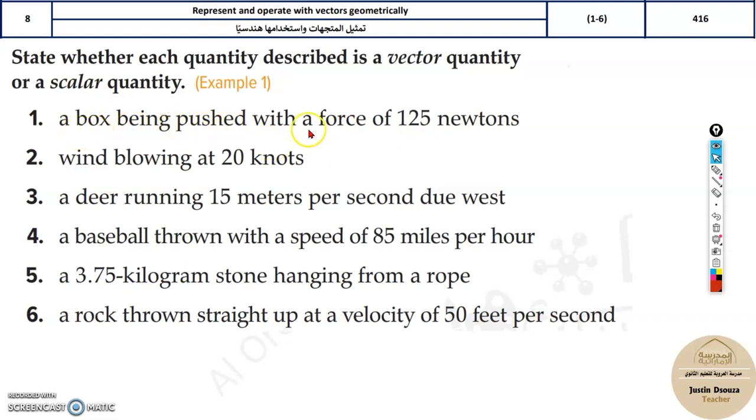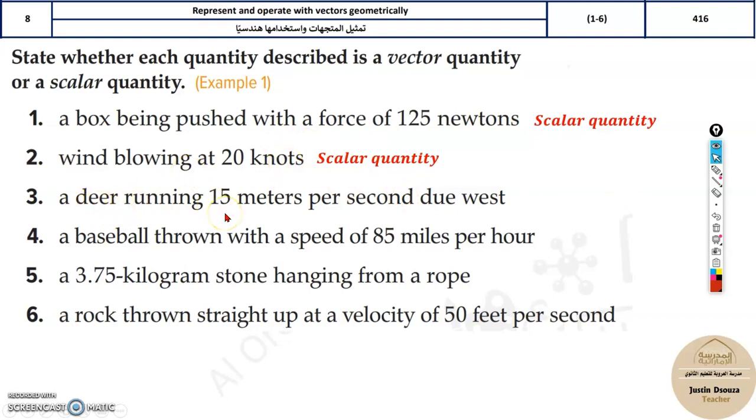A box being pushed with a force of 125 Newton. Now, say you're pushing a box with 125 newtons, but the direction is not mentioned, so this will be just a scalar. Whereas if a direction was mentioned, say due north or some particular direction, then this would have been a vector quantity. Say wind blowing at 20 knots. Knots is the measurement of speed. Over here 20 knots but no direction, so again it's scalar.